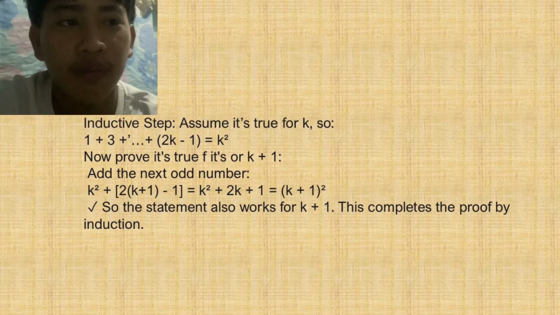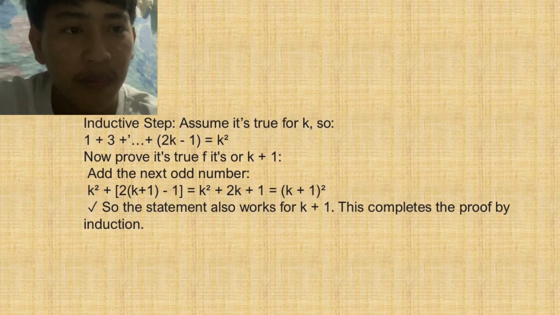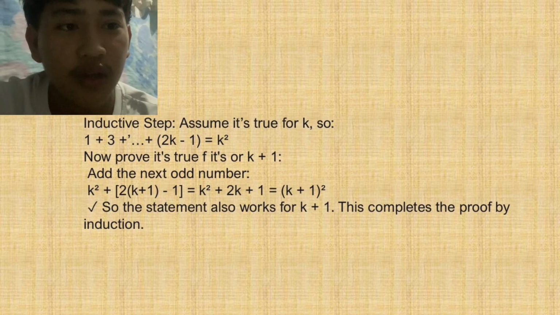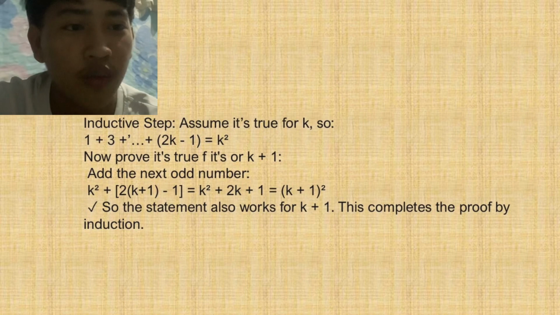Induction step: assume it's true for k, so 1 plus 3 plus ... plus (2k minus 1) equals k squared. Now prove it's true for k plus 1. The next odd number is 2(k plus 1) minus 1, so we get k squared plus 2k plus 1 equals (k plus 1) squared. So the statement also works for k plus 1. This completes the proof by induction.